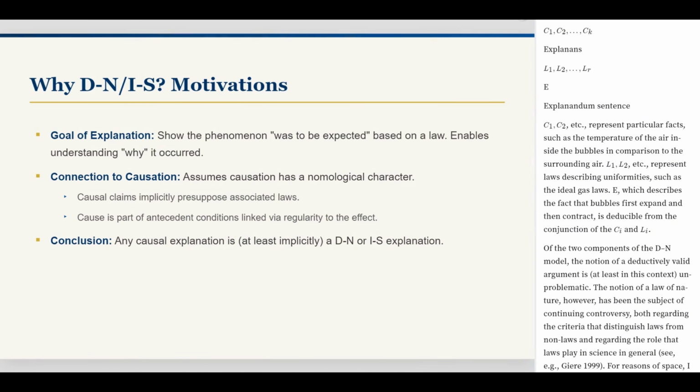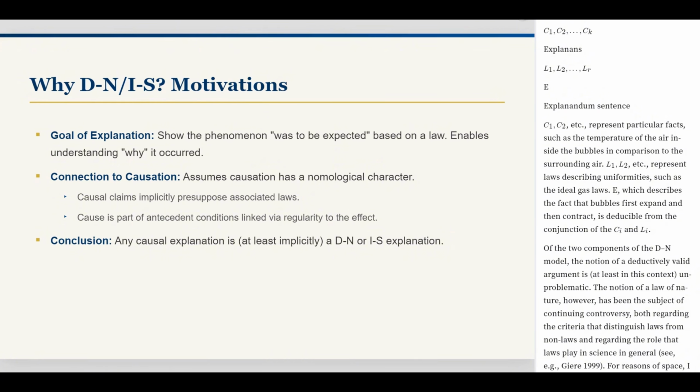So why did Hempel think explanations had to be structured like DN or IS? He pointed to two main reasons. First, he argued that the whole point of a good explanation is to show that the phenomenon wasn't a surprise. It was expected given some underlying law and the initial conditions.